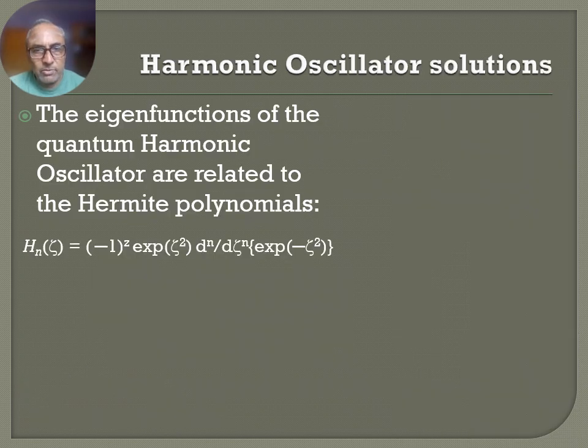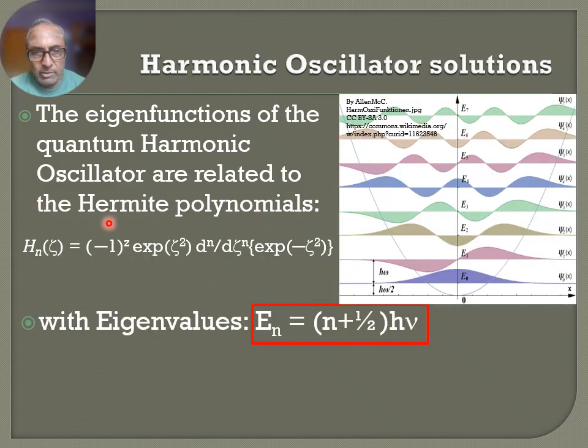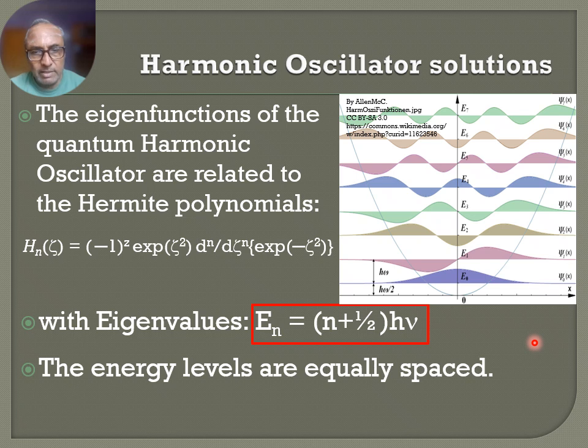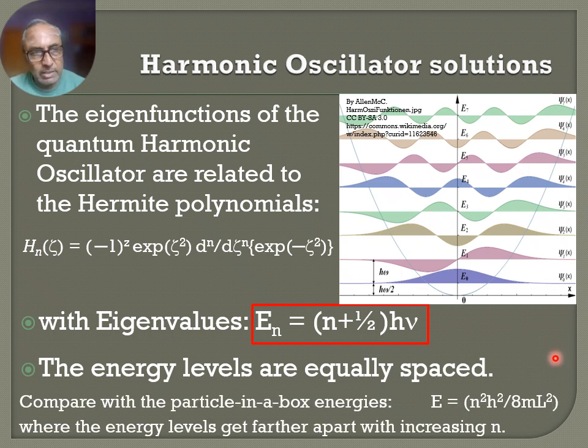The eigenfunctions of the quantum harmonic oscillator are related to the Hermite polynomials, which take this form, and the solutions are shown here with the eigenvalues En equals (n plus half) h nu. That is, the energy levels are equally spaced. Compare this with a particle in a box where the energy is proportional to the square of the quantum number. That is, the energy levels get farther apart with increasing n.